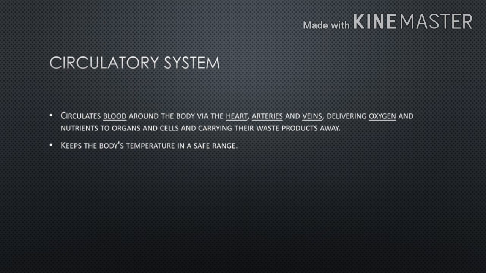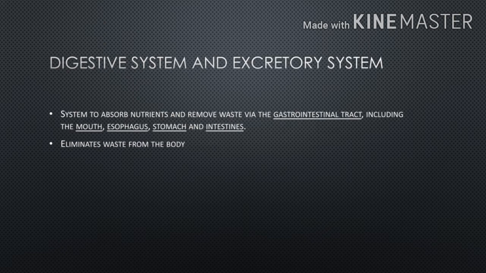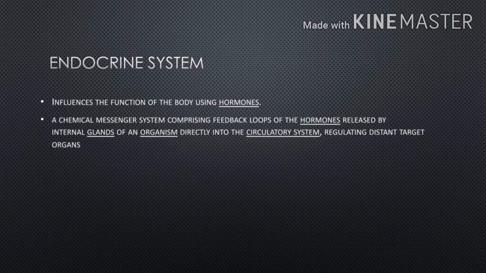It keeps the body's temperature in a safe range. Digestive system and excretory system. The digestive system absorbs nutrients and removes waste via the gastrointestinal tract, including the mouth, esophagus, stomach, and intestine. The excretory system eliminates the waste from the body. The endocrine system influences the function of the body using hormones. It is a chemical messenger system comprising feedback loops of the hormones released by internal glands of an organism directly into the circulatory system, regulating distant target organs.